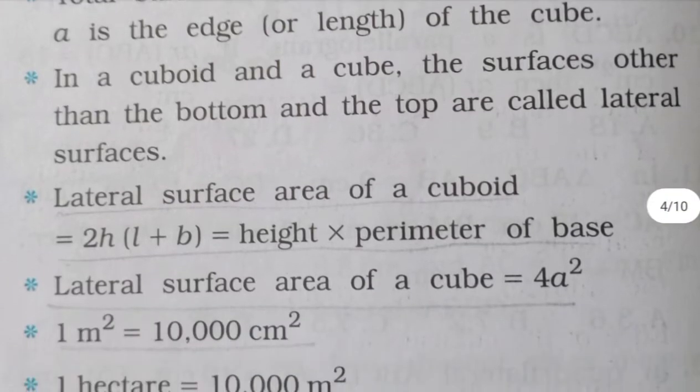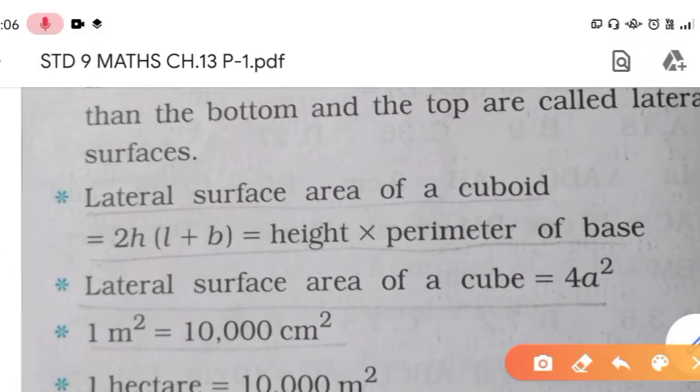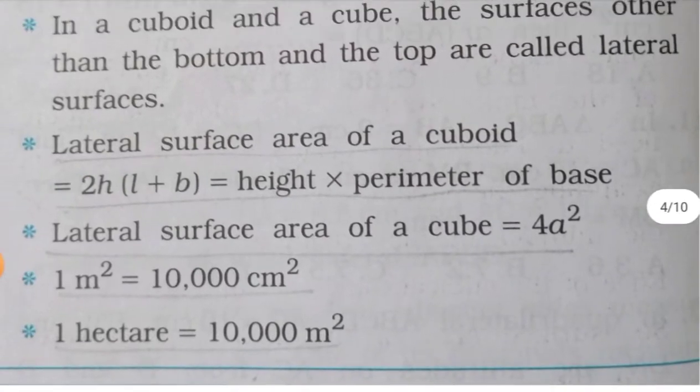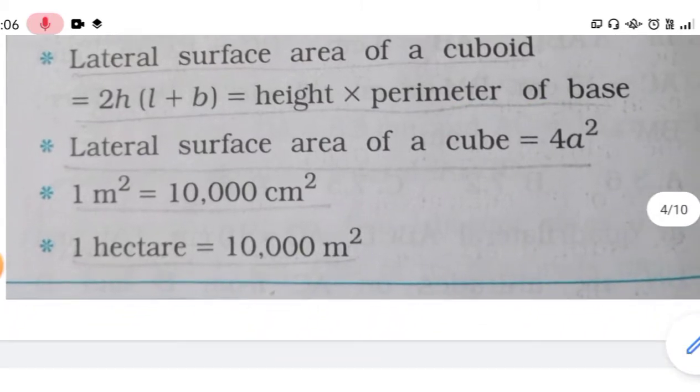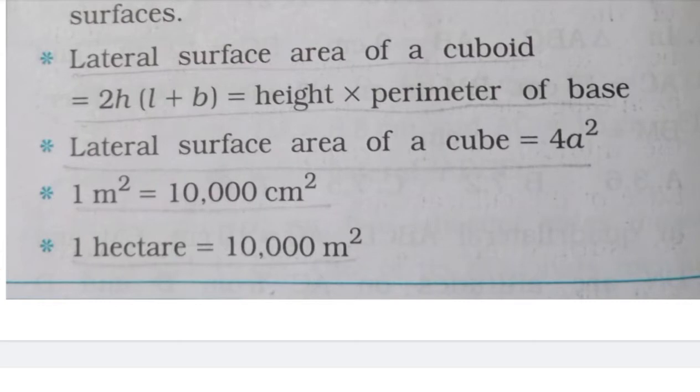So lateral surface area of a cuboid is 2 into H into (L plus B). Now as we know, 2 into (L plus B) is the perimeter of rectangle and H is multiplied with it. Therefore lateral surface area of cuboid is equal to height into perimeter of base. Now the lateral surface area of cube is equal to 4a square.